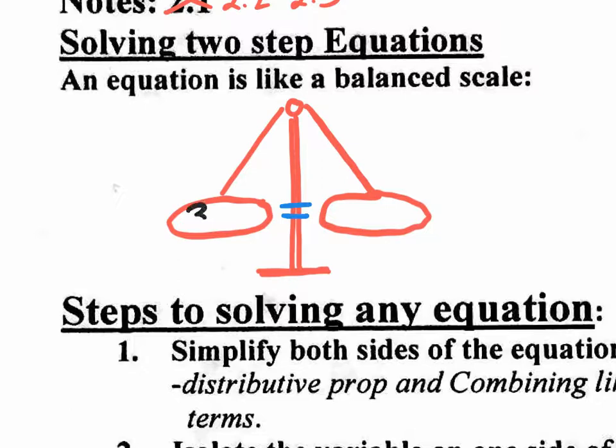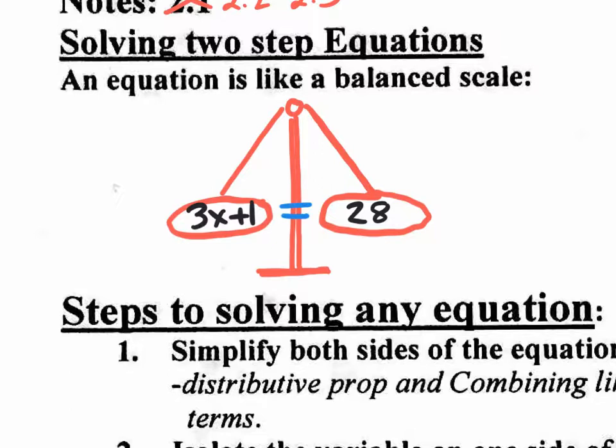Let's put a 3x plus 1. And let's say that equals, give me a number. 28. Let's say 28. So this is an equation. And this is the way an equation works.